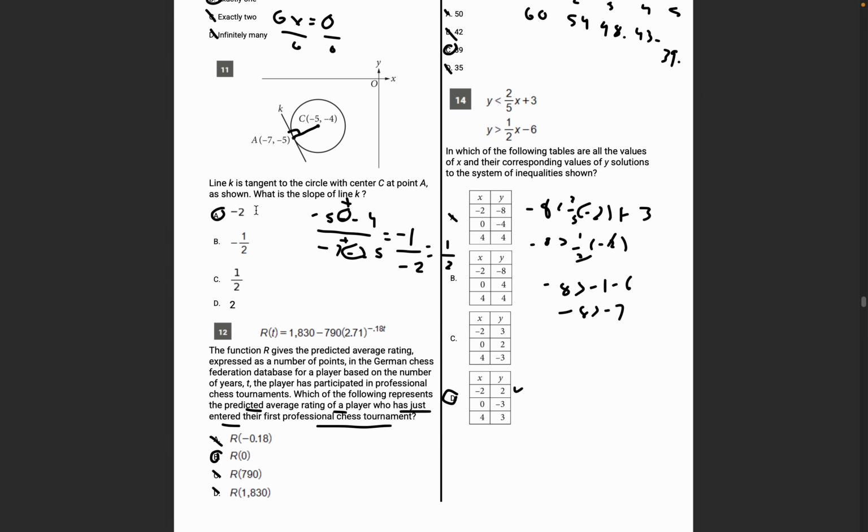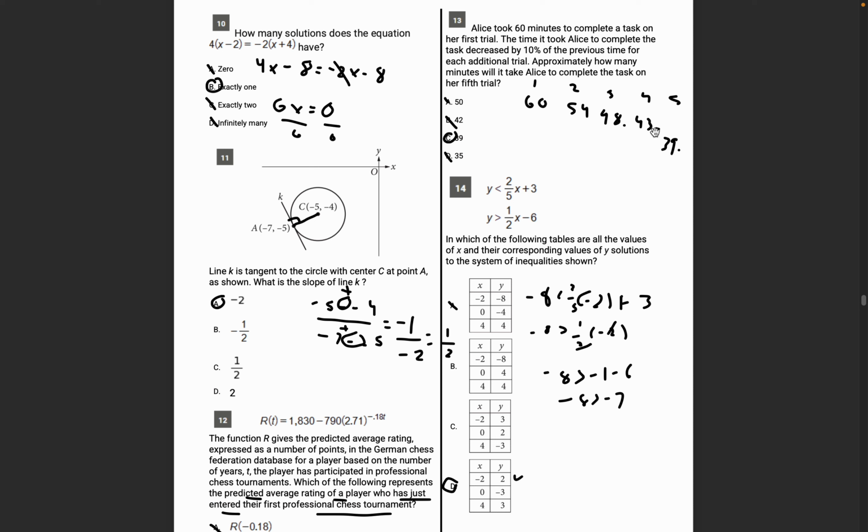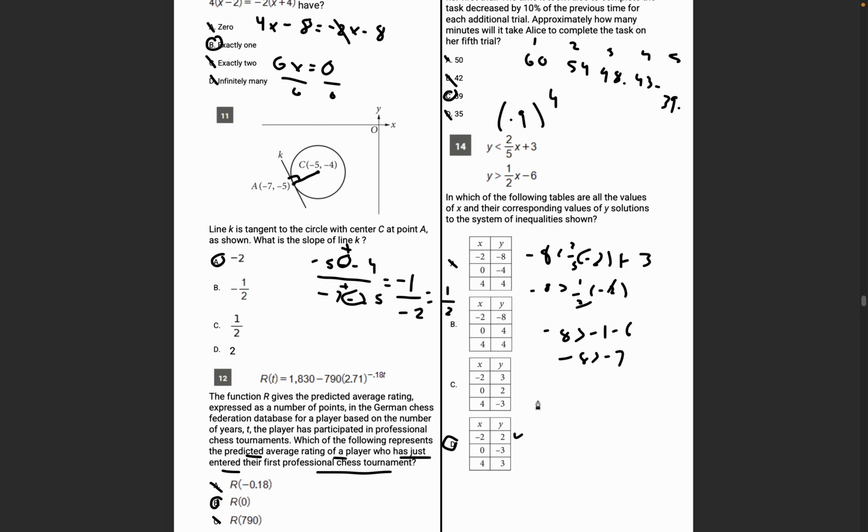Very tough. And then, was there any other one? This one was really tough. You could have done 0.9 to the 5th trial. It's just we already had one trial, so we can just do it to the 4th power. And then you could have multiplied that by 60, right? You could have done that also. This one was tough.